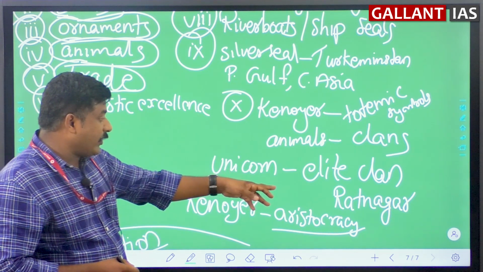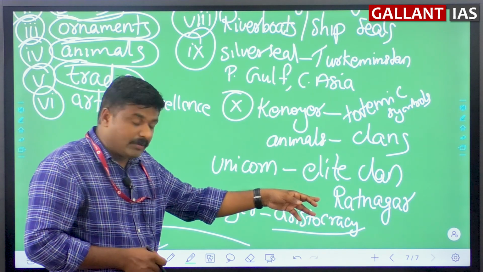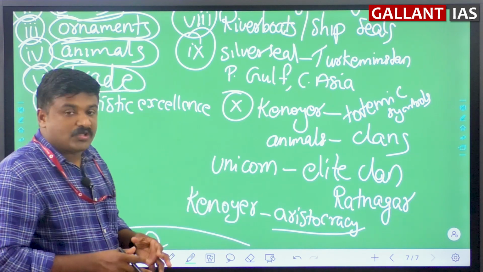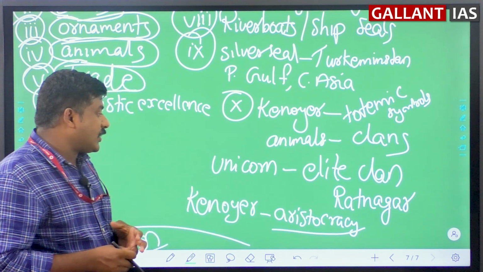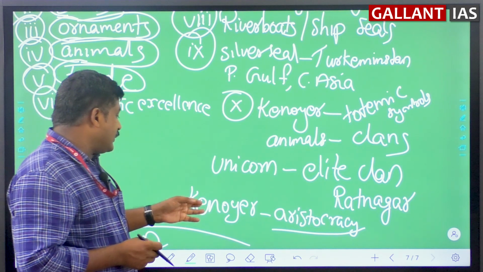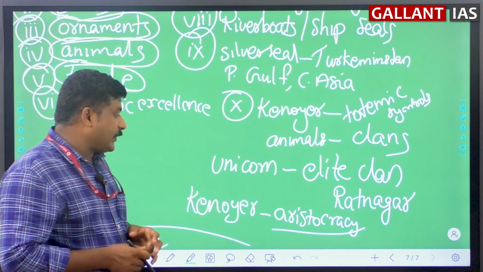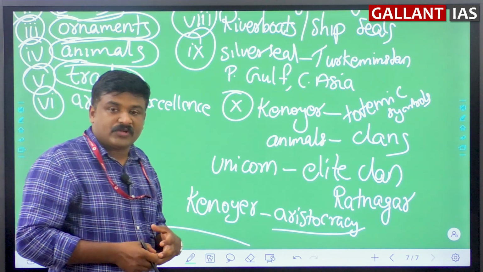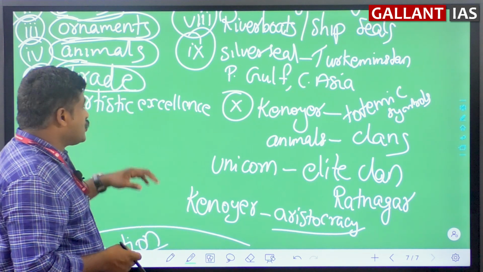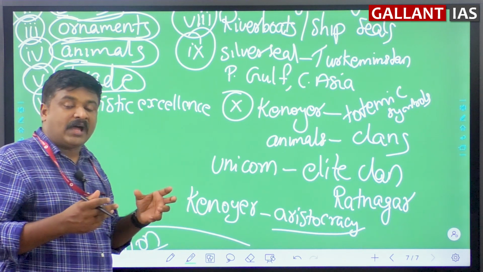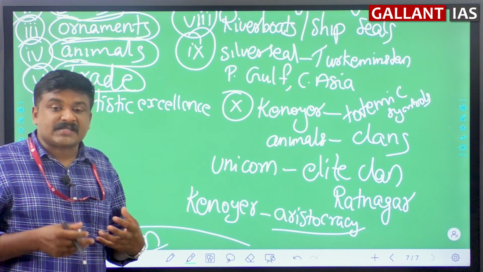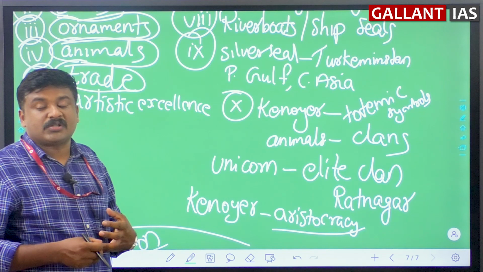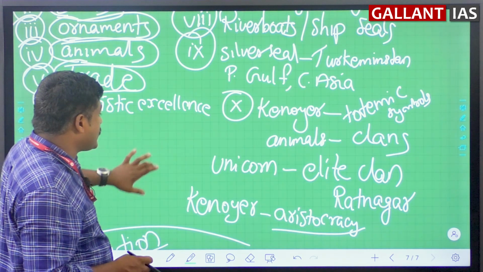This is the point which was observed by Ranganagar. Okay, the unicorn is the representation of the elite clan. That is an idea by Ranganagar. Then Kenoyer is of the opinion that the unicorn is the symbolism of the aristocracy class of these Indus people. So you see the seals, what the ideas are and how the seals help you to reconstruct the social and economic aspects of the Indus people.